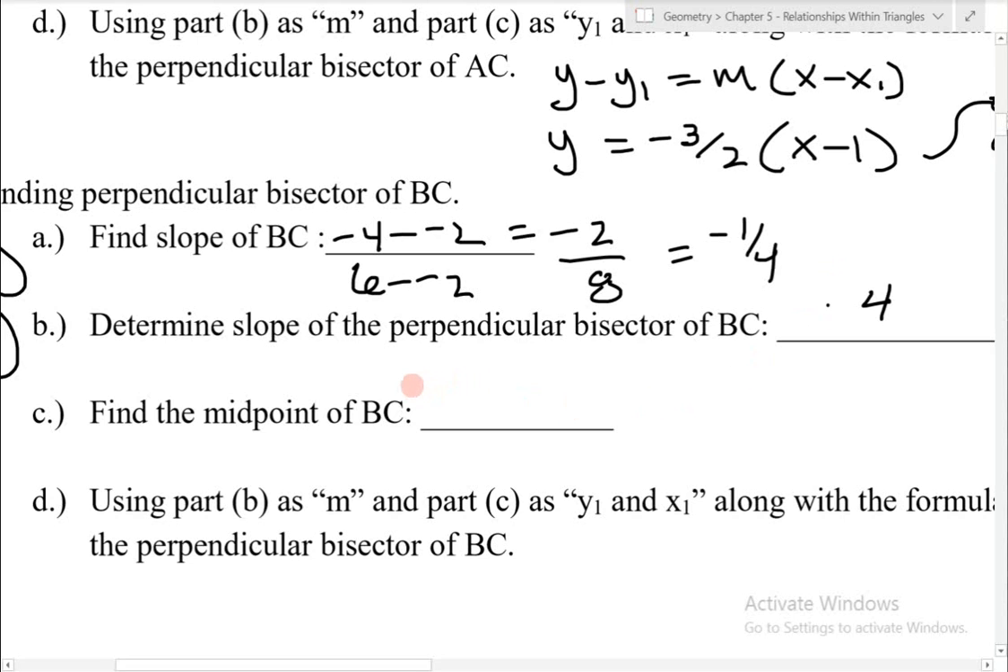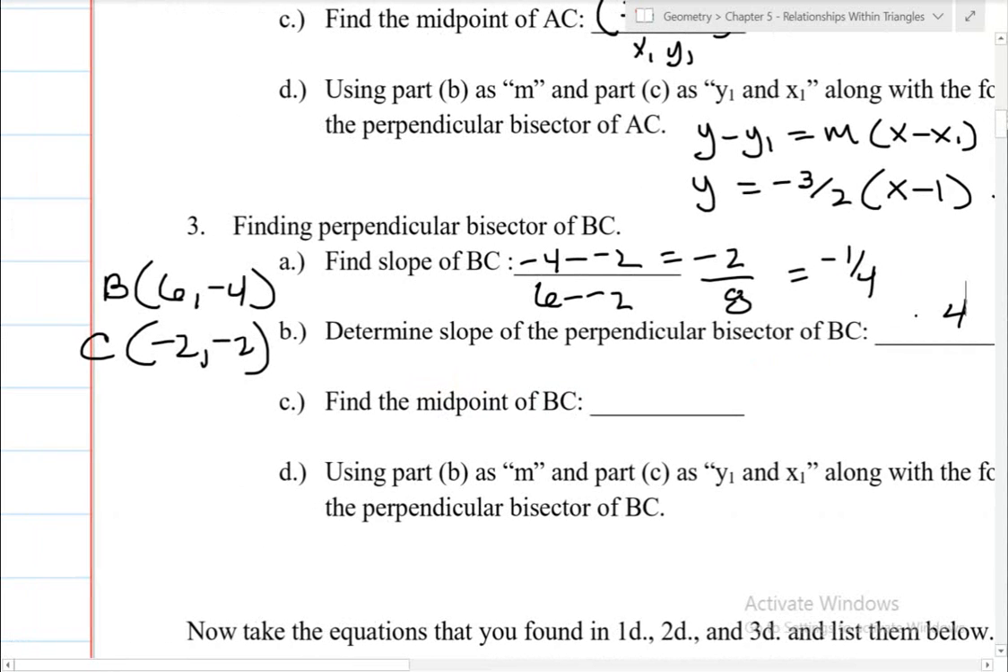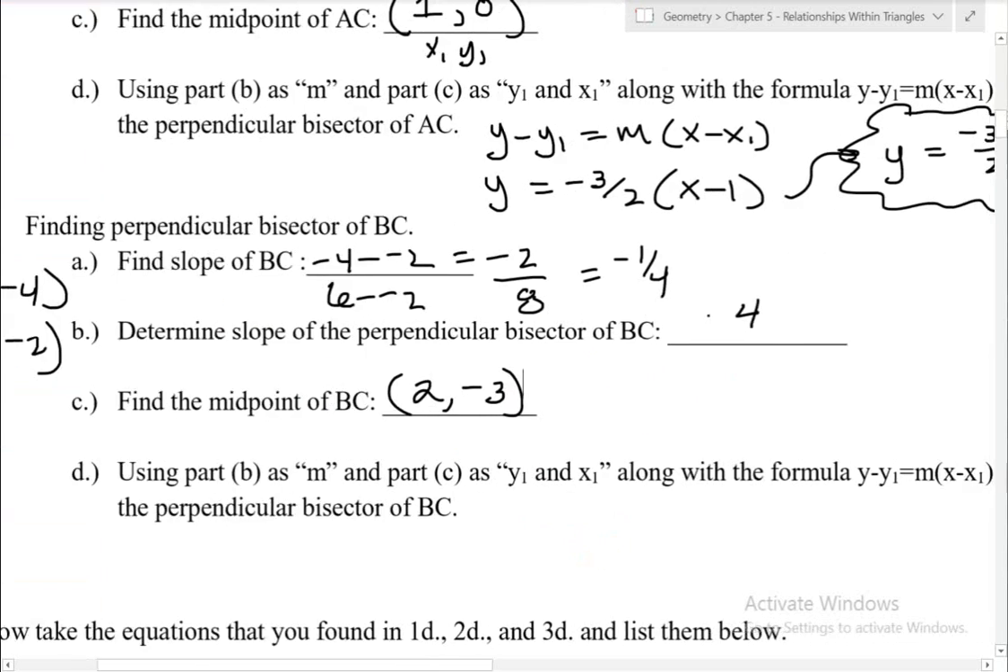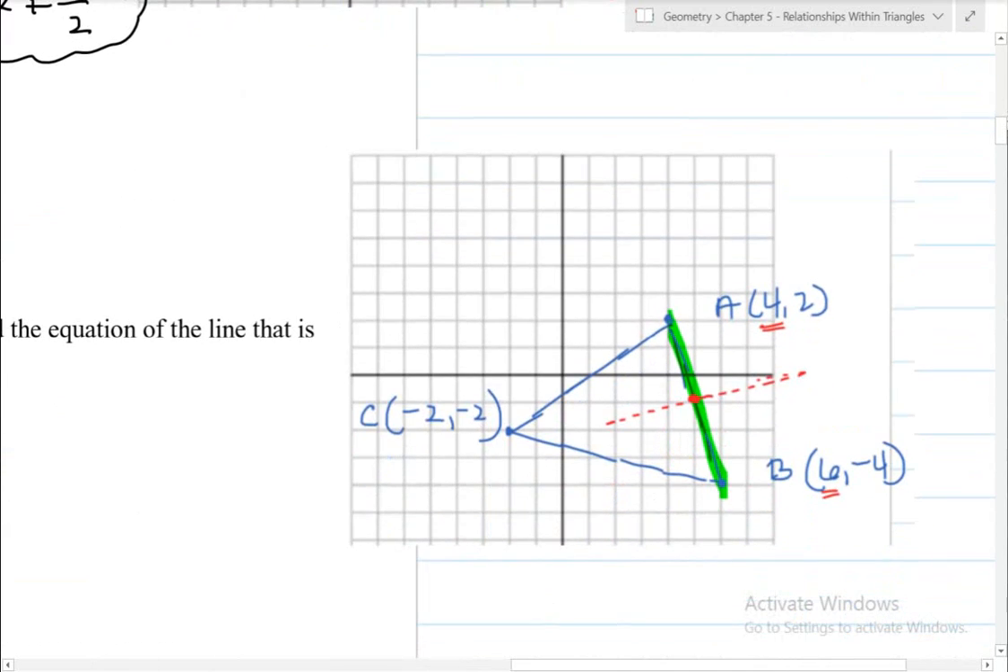Now we want to find the midpoint of BC. So the midpoint of BC, you're going to add these two x's together and divide by 2. So that'll give me 2. Add these two y's together, divide by 2, and it gives you -3. So I'm just going to plot that real quick on my picture. 2, -3.